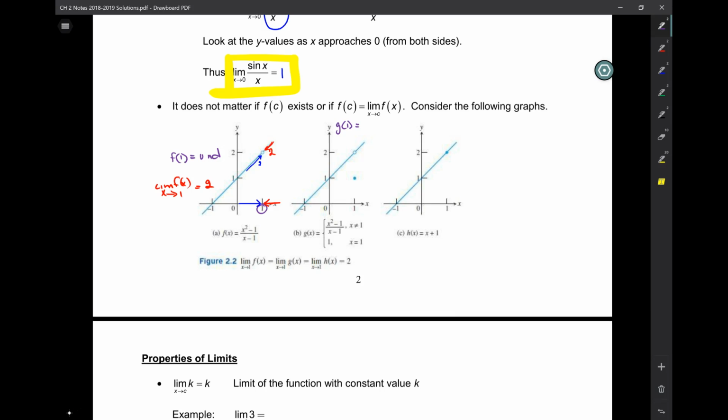I look vertically, there is a dot at y equals 1. Yeah, there is a hole at y equals 2, fine. But that dot supersedes everything. So g of 1 is 1.